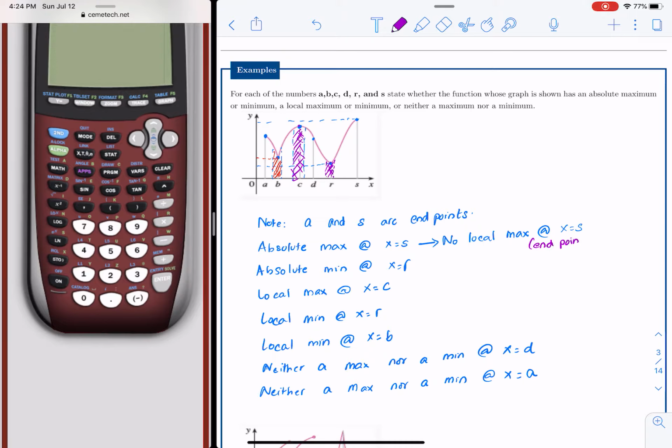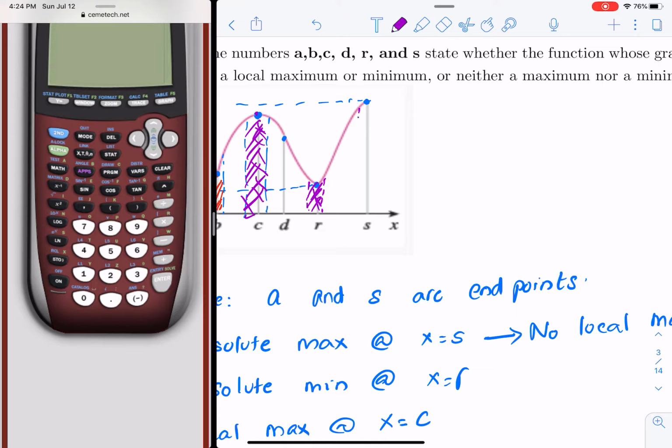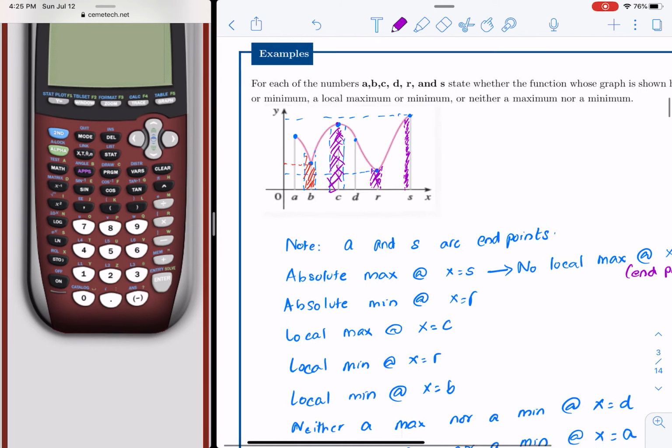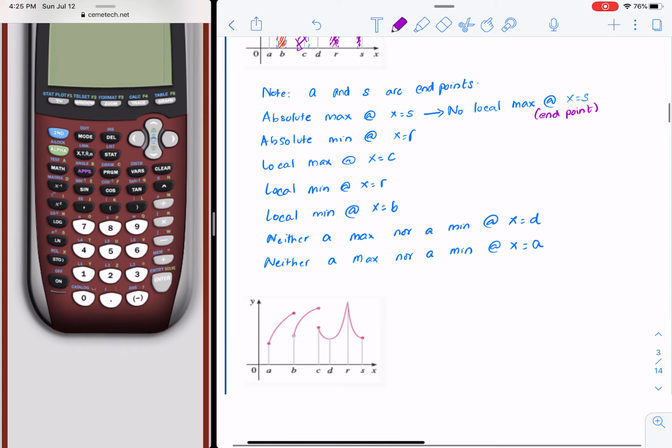Keep in mind, for us to establish a local maximum, I need to draw an interval around the value that I'm looking at a local maximum for. So at S here, I could draw a line on this side to the left of S, but I can't draw one on the right because the function ends at the point S. So at x equals S, we have an absolute maximum, but we do not have a local maximum because it is an endpoint.